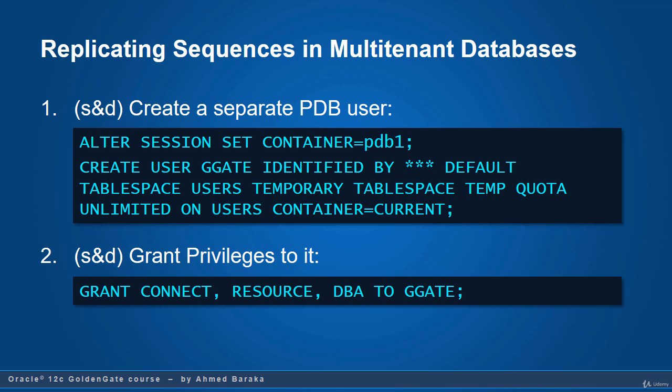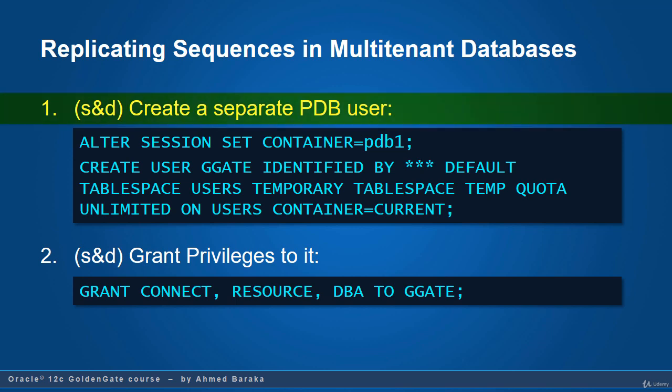Over here and in the incoming slides, I will list the steps that you should take to configure sequence replication between 2 Oracle PDBs. For each step, I will denote where the step should be implemented. S and D steps are to be implemented on both the source and destination databases. For S-only steps, they are to be implemented on the source database. For D-only steps, they are to be implemented on the destination database. Let's discuss the steps in detail.